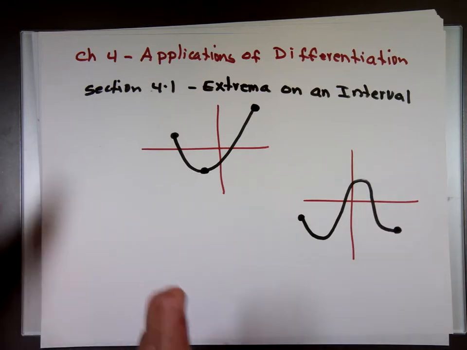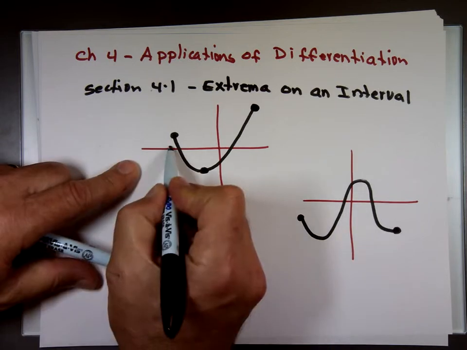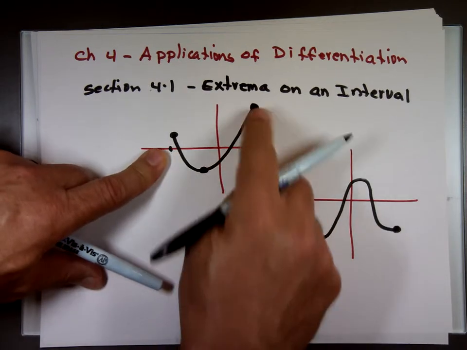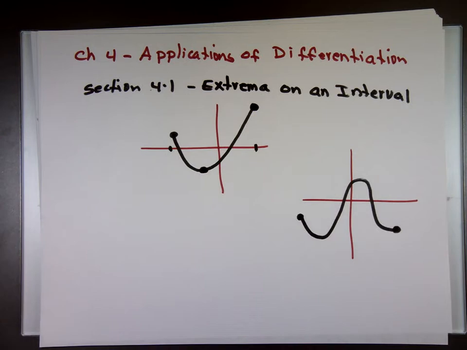We have a closed interval. This function is only defined from this X value to that X value. Finding the extrema is finding the minimum and the maximum value.